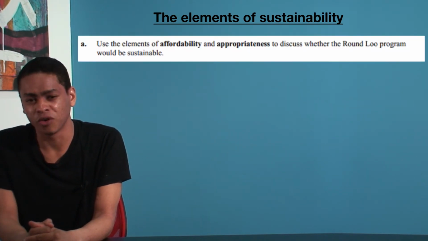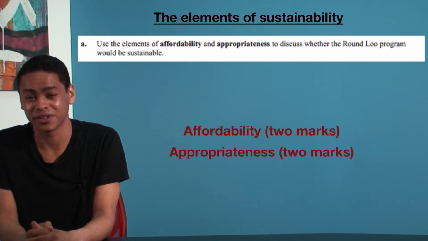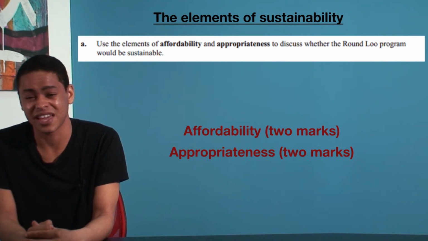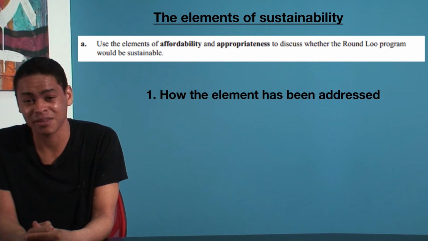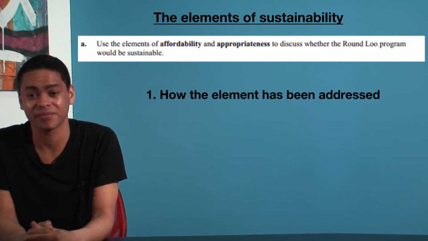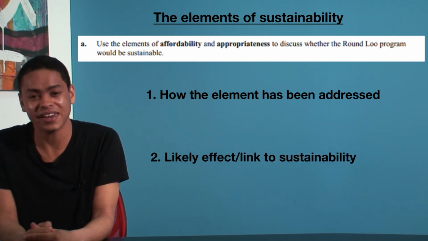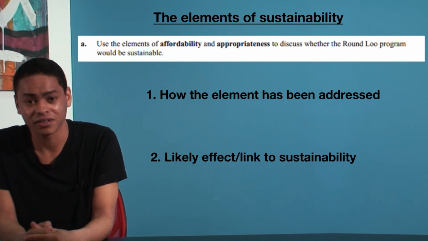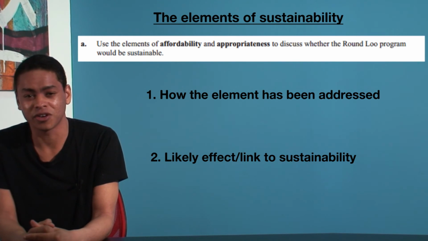This question is worth 4 marks. There'll be 2 marks for affordability and 2 marks for appropriateness. For each explanation, we should identify how the case study is relevant to that element. That is, how the element has been addressed by the program. Then, we need to explain how that makes the program sustainable, or the likely effect of that element. Let's focus on affordability first.